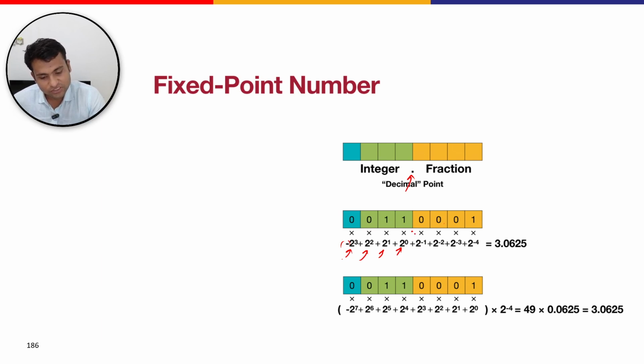For the bits after the point, you do 2 raised to the power minus 1, 2 raised to the power minus 2, 2 raised to the power minus 3, 2 raised to the power minus 4. And that's how you can get this number.